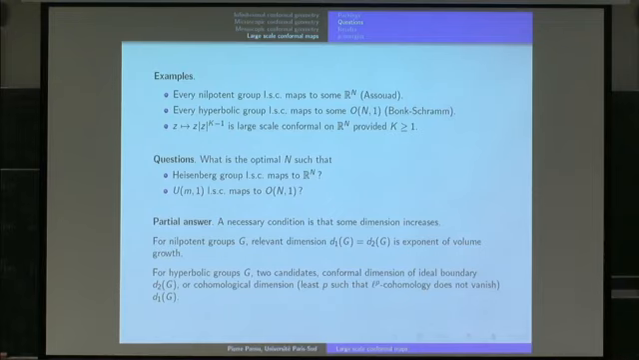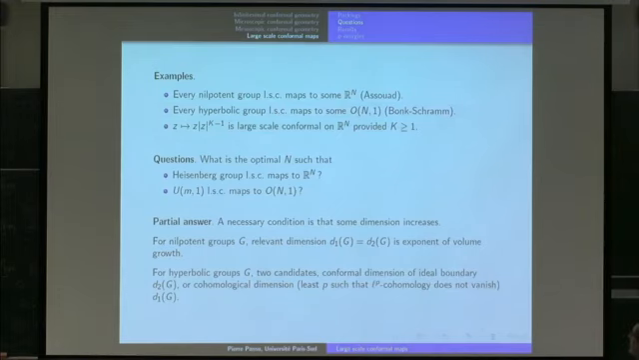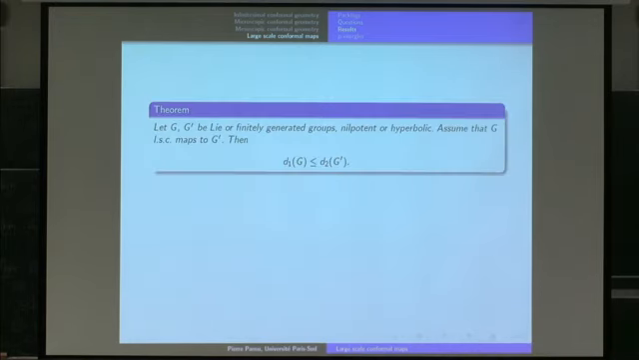And here is the theorem I can prove. So D2 is the larger one, and D1 is the smaller one. So in this class of groups, in these classes of groups, nilpotent or hyperbolic, can be finitely generated or Lie groups. It's the same.